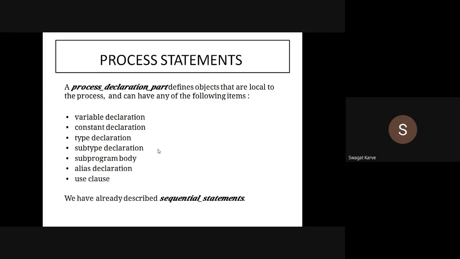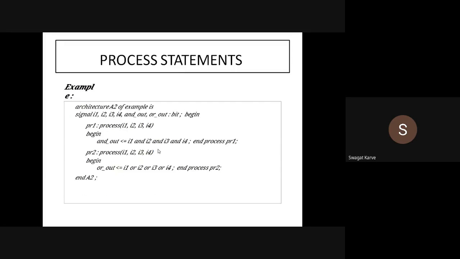So this part comes under the process declaration part, right? Means in this process declaration part you can write any of this type. That means you can write variable declaration, constant declaration, type declaration, subtype declaration, subprogram body, alias declaration, or simply you can use any particular clause. So this is about the process statement.